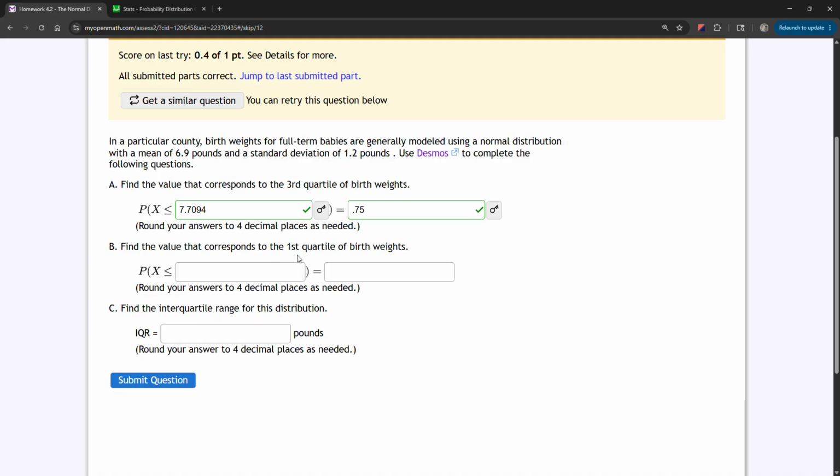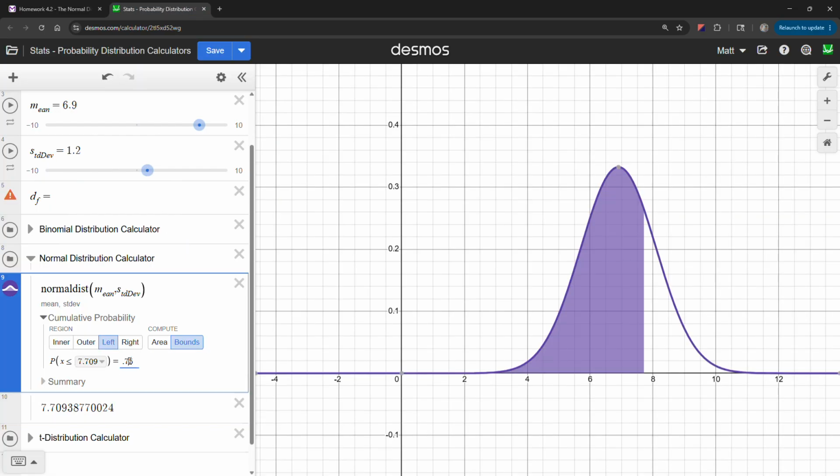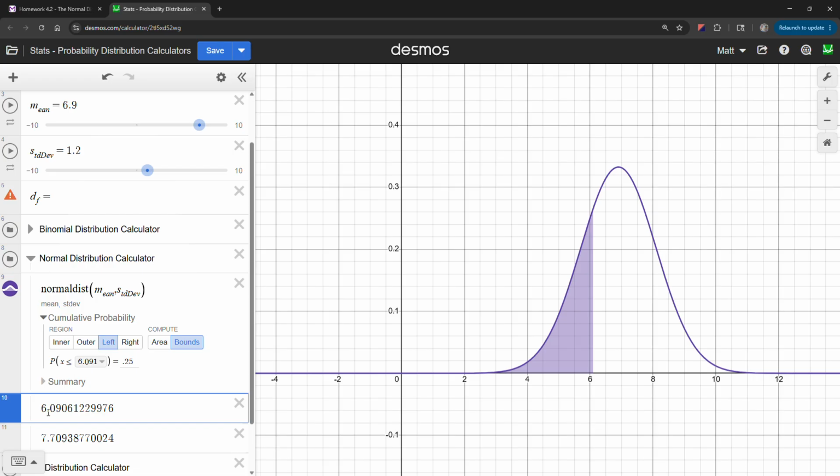Then in part B, we want to find the value that corresponds to the first quartile. So that would be 0.25 quantile, or the 25th percentile. Now all we need to do is change that value on the right-hand side of our probability statement, and we get 6.0906.